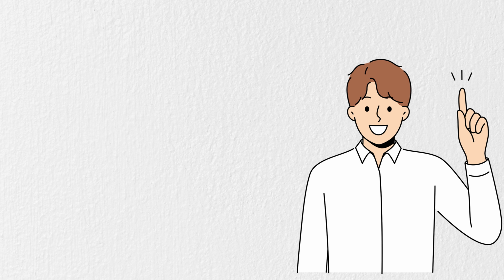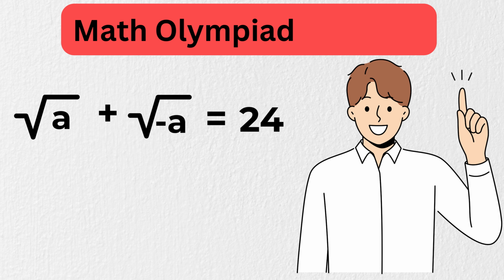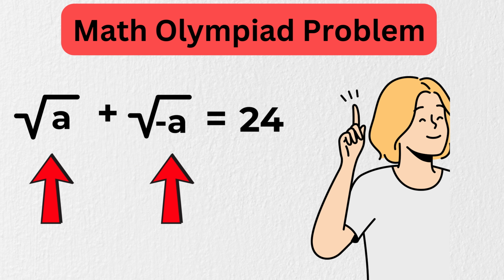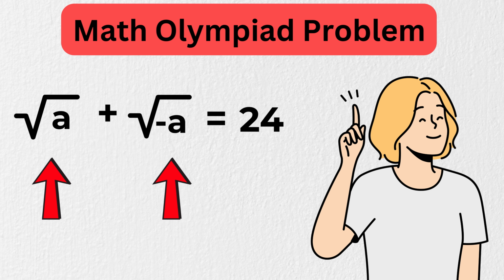We are given an amazing math Olympiad problem, where the square root of a plus the square root of minus a equals 24. Our goal is to determine all possible values of a. So, can you solve it?